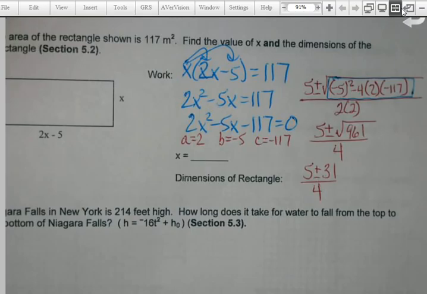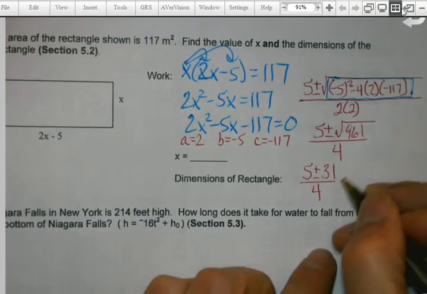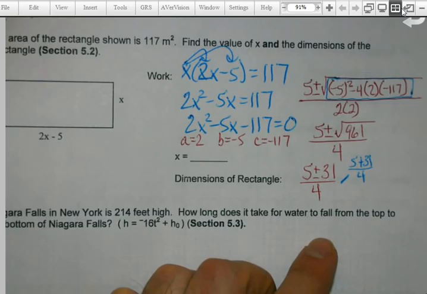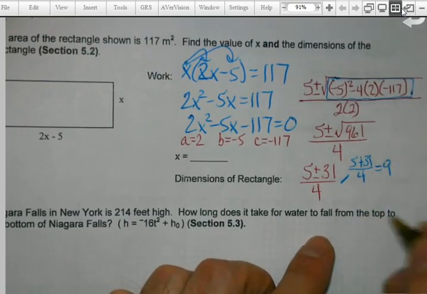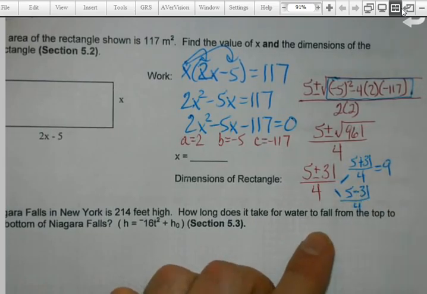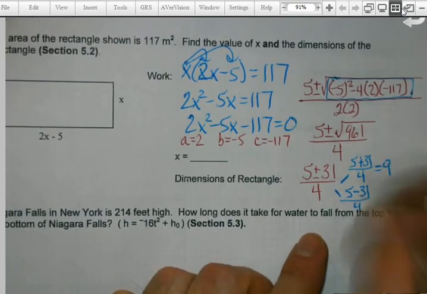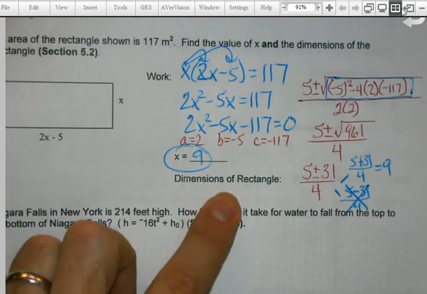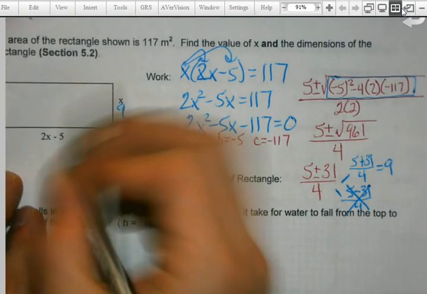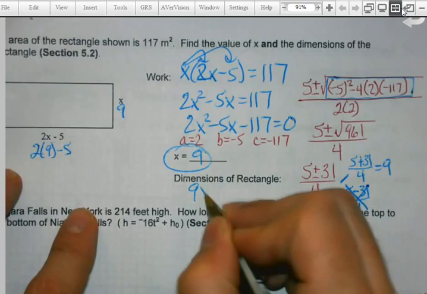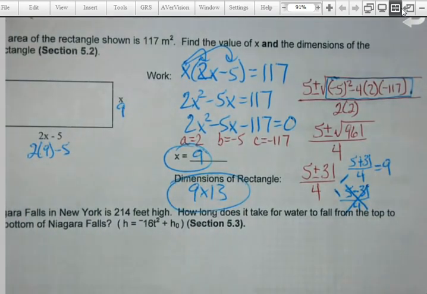So now I just have to figure out which one's going to work for me. Well, if I think about it, it would be 5 plus 31 divided by 4. It would be 36 over 4, which is 9. That's looking pretty good. 5 minus 31 over 4? Well, wait a minute, that ends up being a negative. I can't have a negative side. So I know x is 9. And then the dimensions would just be filling the 9 in each place. 18 minus 5, 9 by 13. Sweet, ready to bake a cake.